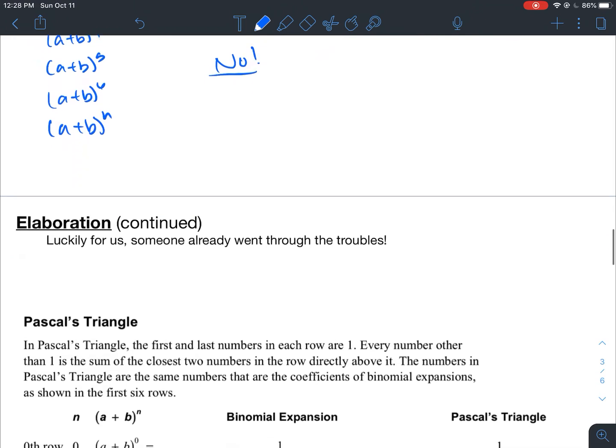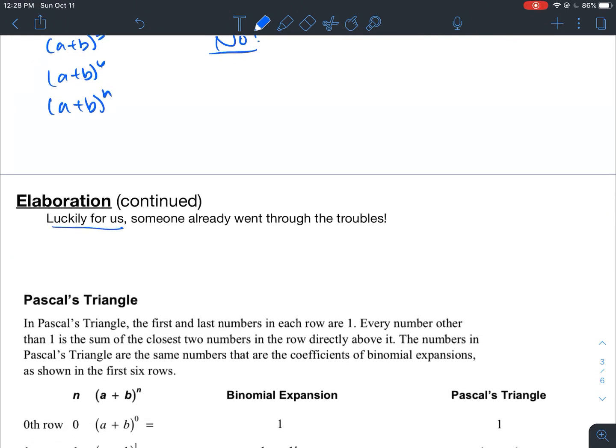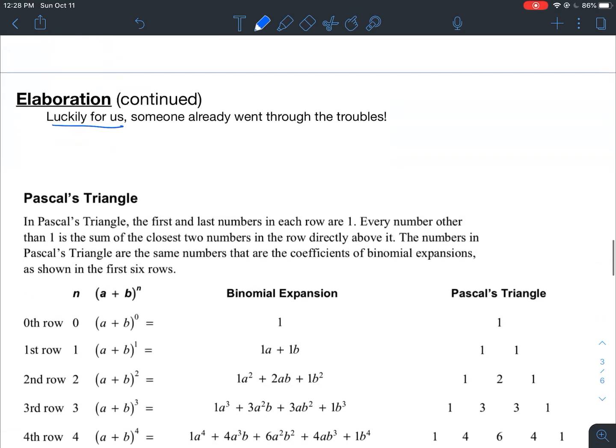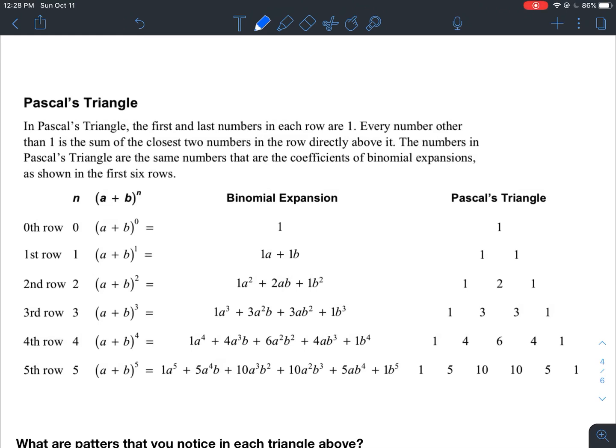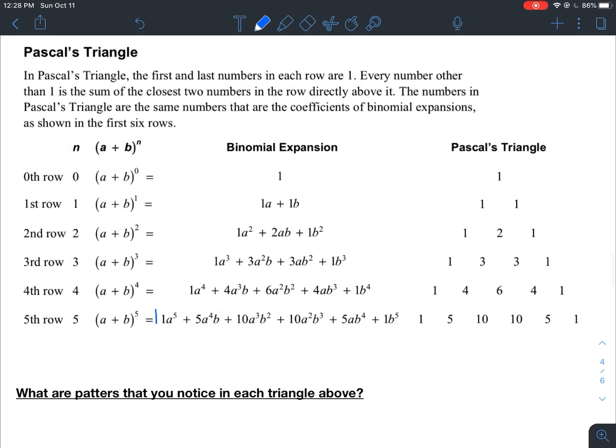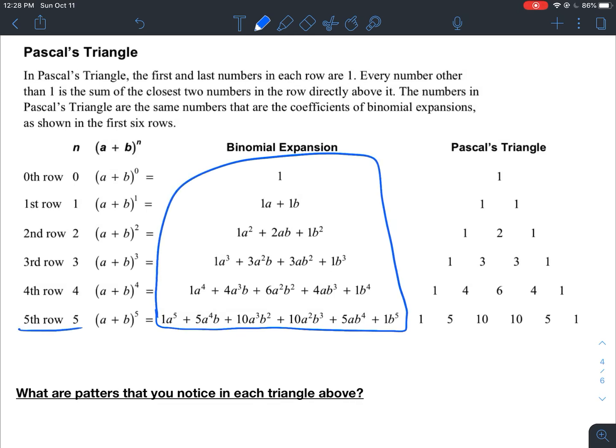Well, luckily for us, somebody already went through the troubles and actually found a pattern. And we call this pattern Pascal's triangle. So right here is the degree to which the binomial is being multiplied, the power. Okay, and someone already went through the trouble and found out all of this right here. So this is up to the 5th power, but you could actually keep going.